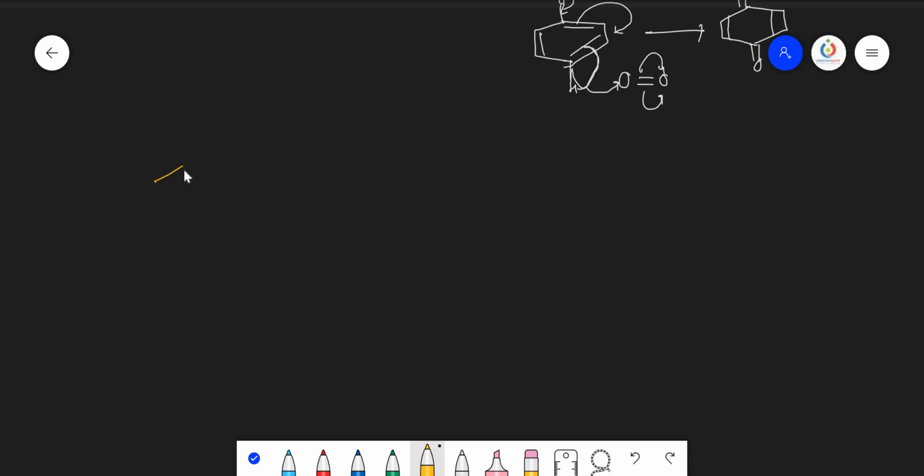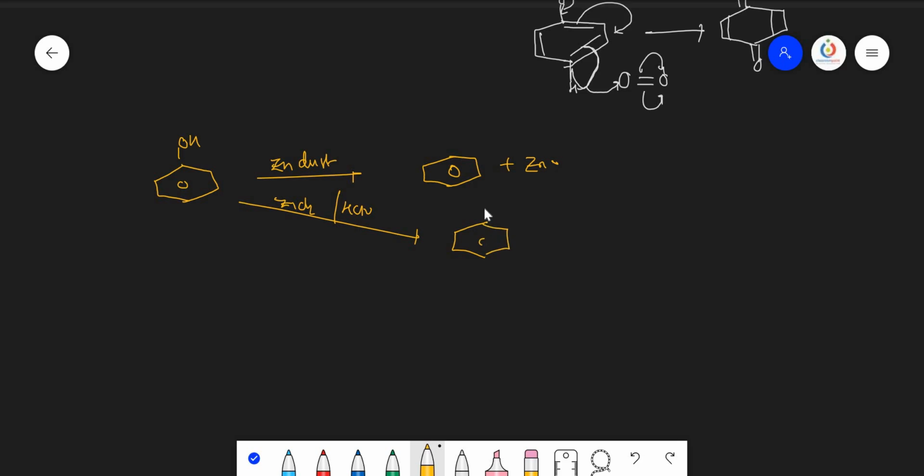Reaction with zinc dust. This everyone knows. If you use zinc chloride, that is different. It is the benzaldehyde. So zinc dust means you get the benzene, zinc oxide. But ZnCl2 with HCN means you get the OH and CHO. So these are the products.